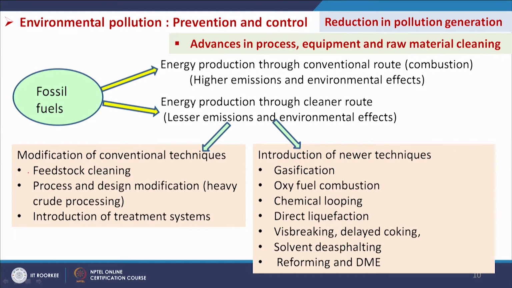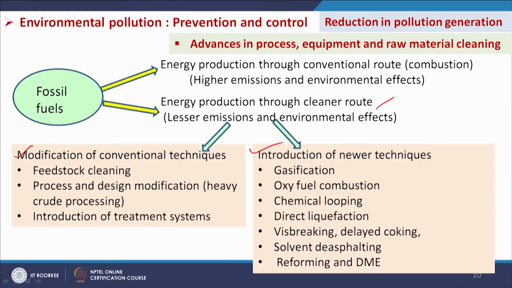Now, I will give you some examples here, this slide, that is reduction in pollution generation. We have already discussed that energy production through the conventional route, that is the combustion route, gives higher emissions and environmental effects, but if we go for energy production through a cleaner route, there are lesser emissions and environmental effects. And cleaner routes can be modification of conventional techniques or introduction of newer techniques.